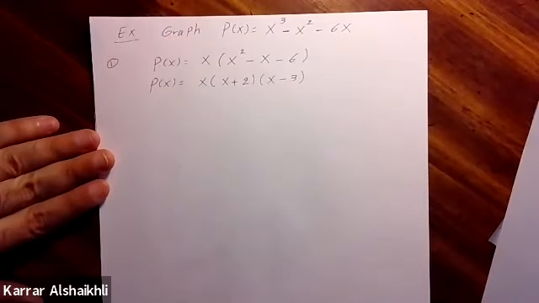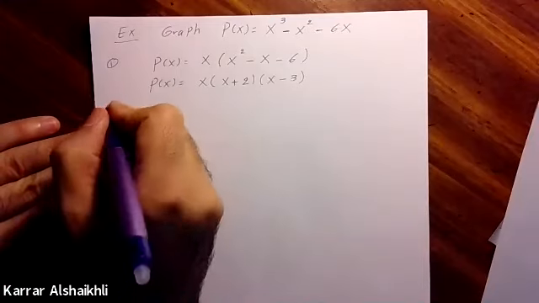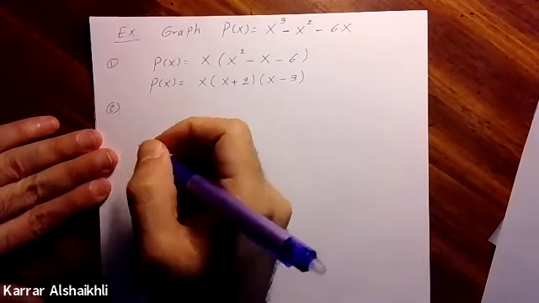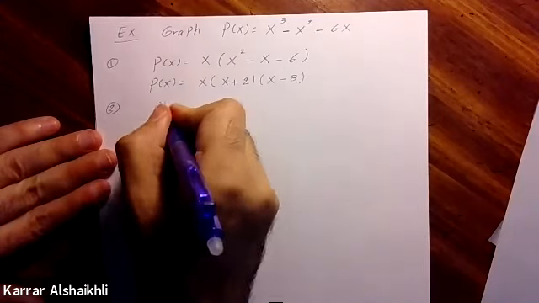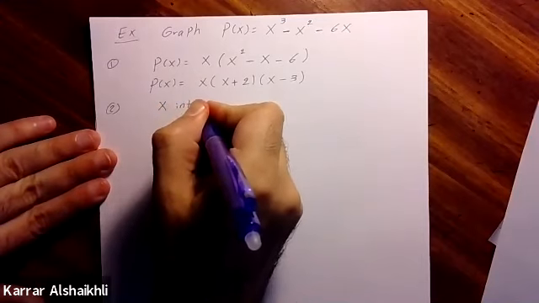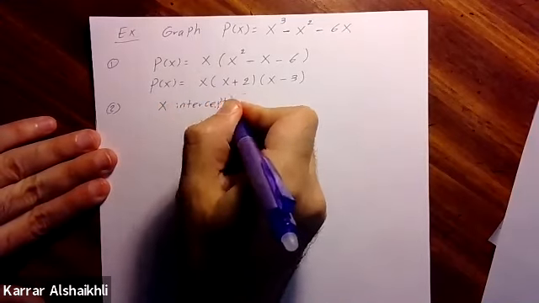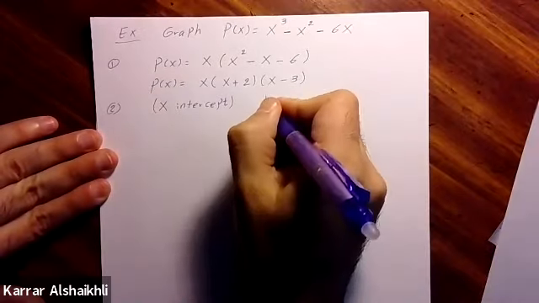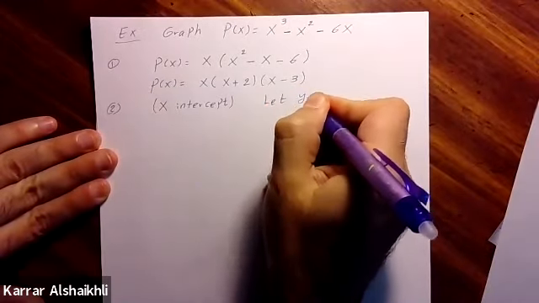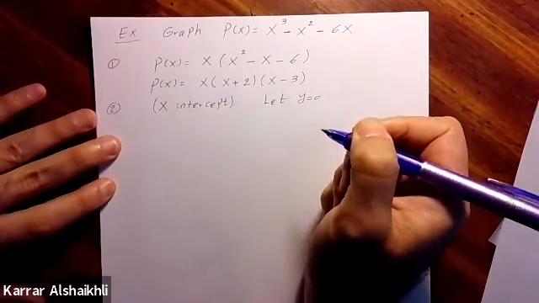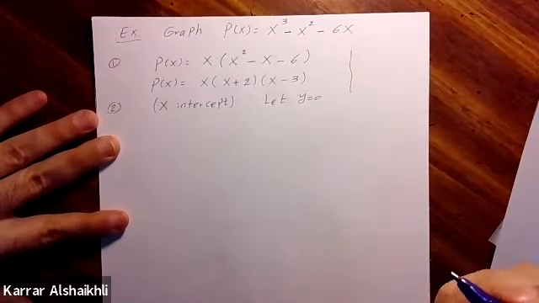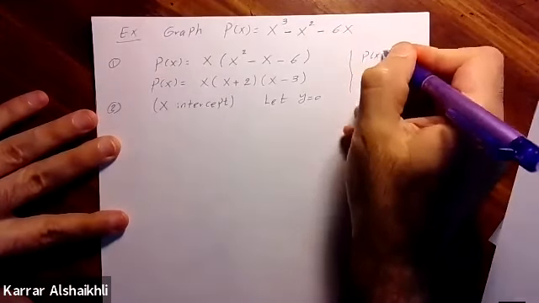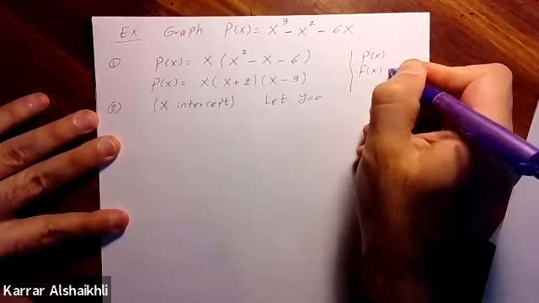Now the next step is to find the x-intercept. Step 2, we're going to find the x-intercept and the y-intercept. X-intercept, how are we going to find the x-intercept? By letting y equal 0. Where is the y here? I told you before, keep in your mind, every time when you see P of x, f of x, this is the y.